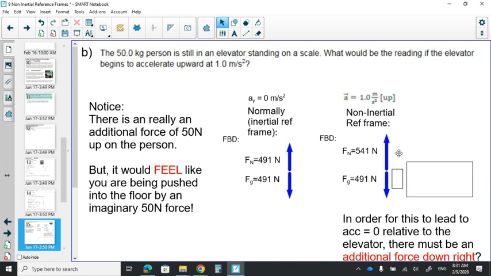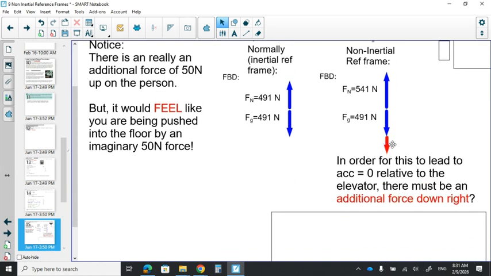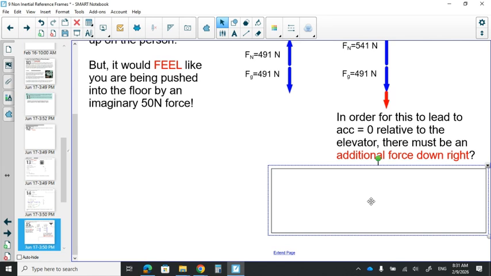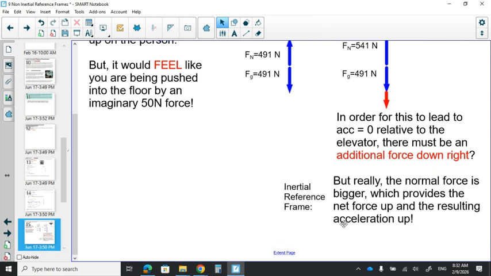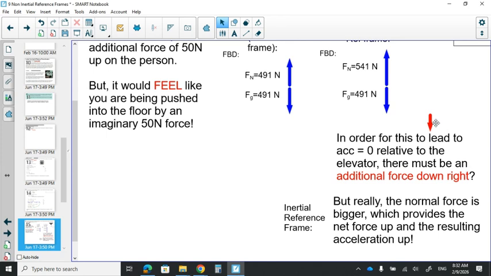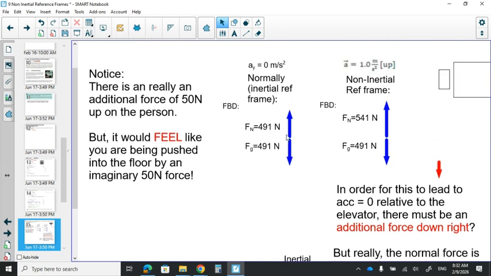You have this increased normal force, but in the non-inertial reference frame, you can picture it as these two adding together. In order for this scenario to lead to an acceleration of 0 relative to the elevator, there must be an additional force downward. That's the fictitious force here. In reality, in the inertial reference frame, it's accelerating upwards, right? So you have two scenarios: the accelerating upwards version, and then the non-inertial reference frame version.